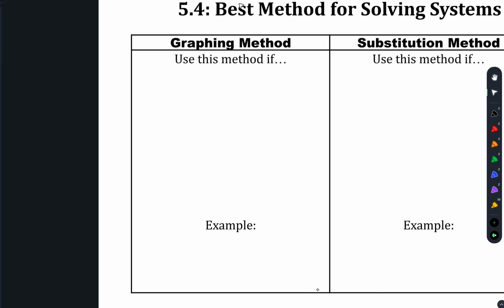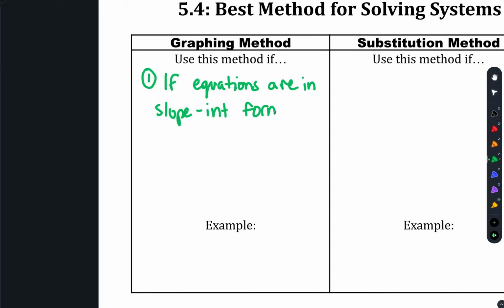The number one method here is graphing. Now, graphing is probably the most cumbersome of all of the methods because it requires you to have a graph. It requires you to graph nice lines. It just takes a lot of time. However, graphing can be useful in a couple of ways. The first reason that graphing might be useful for you is if your systems of equations are already in slope-intercept form. So that means they already look like y equals mx plus b. If that is the case, it might be easy for you to just graph that really quick and get it over with.